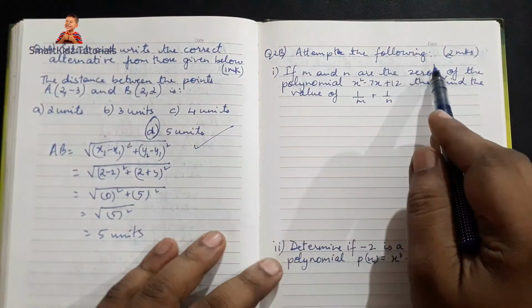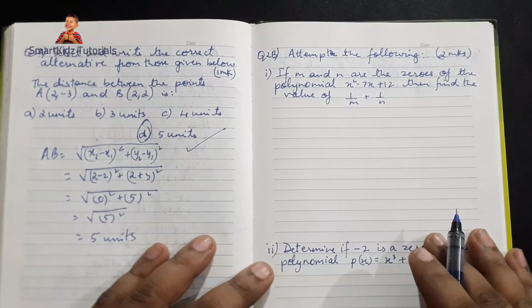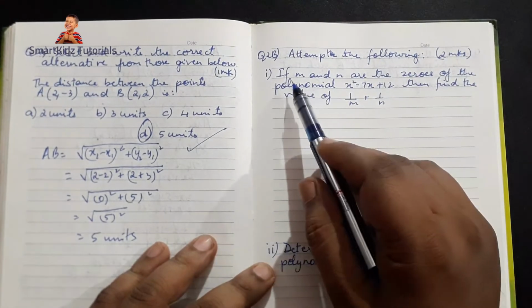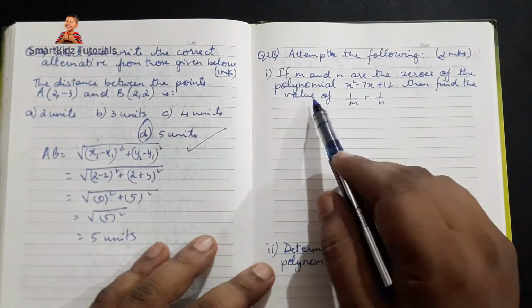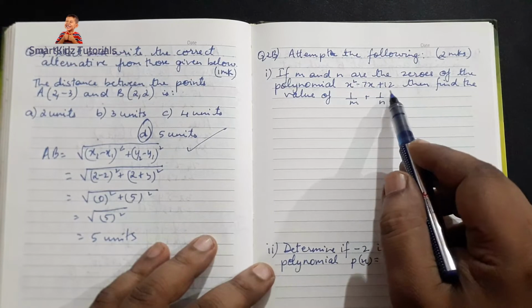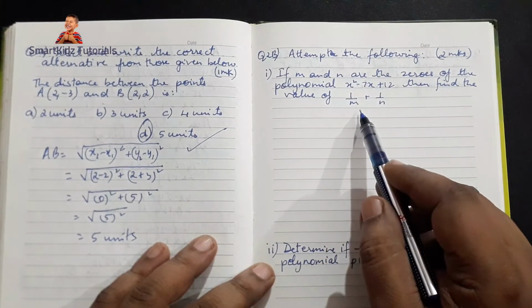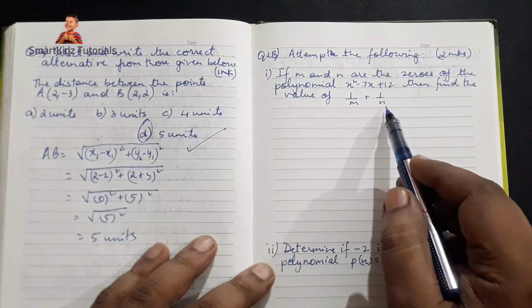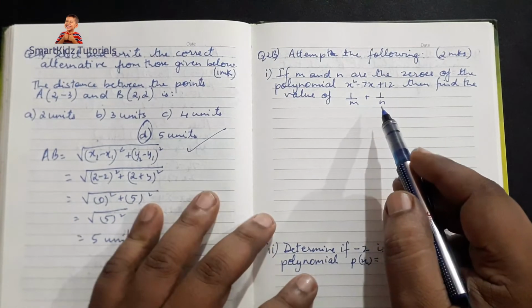Question 2b, attempt the following. This is for 2 marks. Again, no need of wasting too much time on this. You have to be quick. If m and n are the zeros of the polynomial x square minus 7x plus 12, then find the value of 1 upon m plus 1 upon n over here.